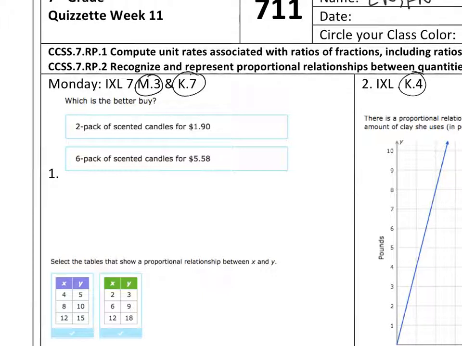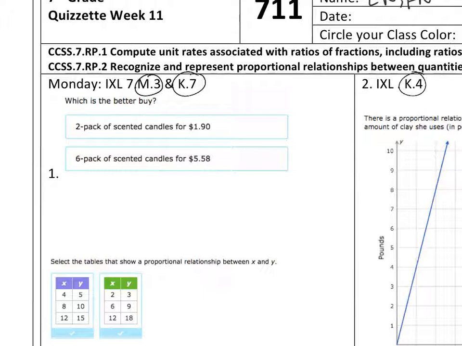Number 3 on your Quizzette this week is direct screenshots from the quiz that you guys are going to be taking maybe at the end of this week, if not at the beginning of next week. So unfortunately, you can't find the last quiz questions on IXL. So number 1, it says, which is the better buy? You did something similar to this last week.